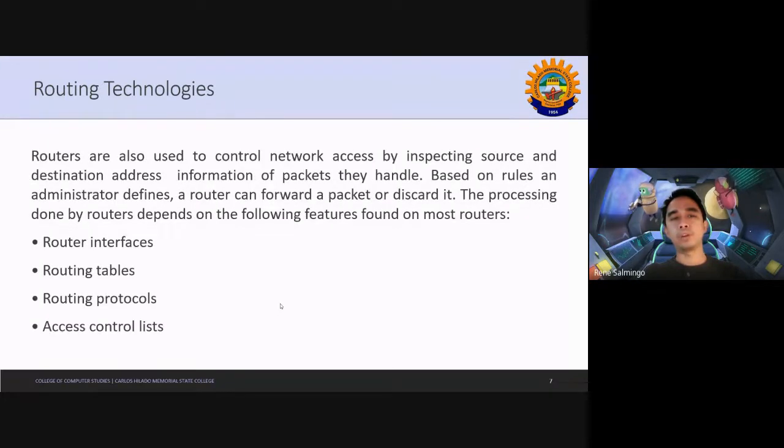Routers are also used to control network access by inspecting the source and destination address information of the packets they handle. Based on the rules an administrator defines, a router can forward a packet or discard it. So we have the features: router interfaces, routing tables, router protocols, and access control lists.